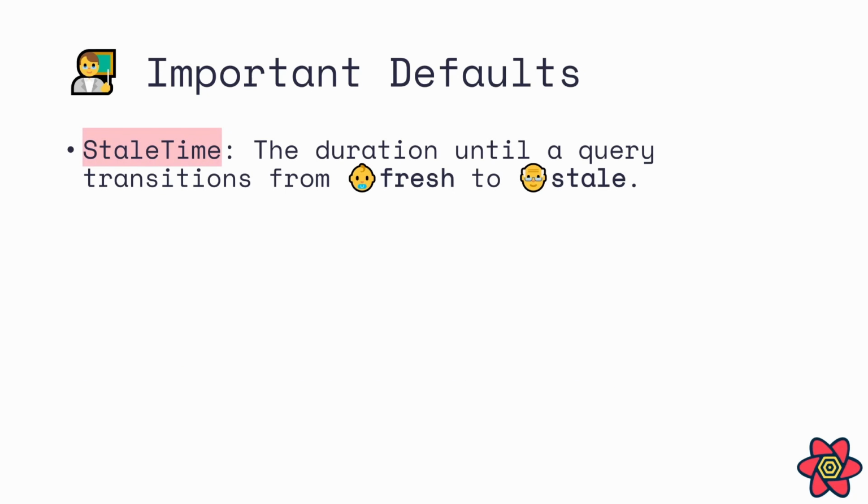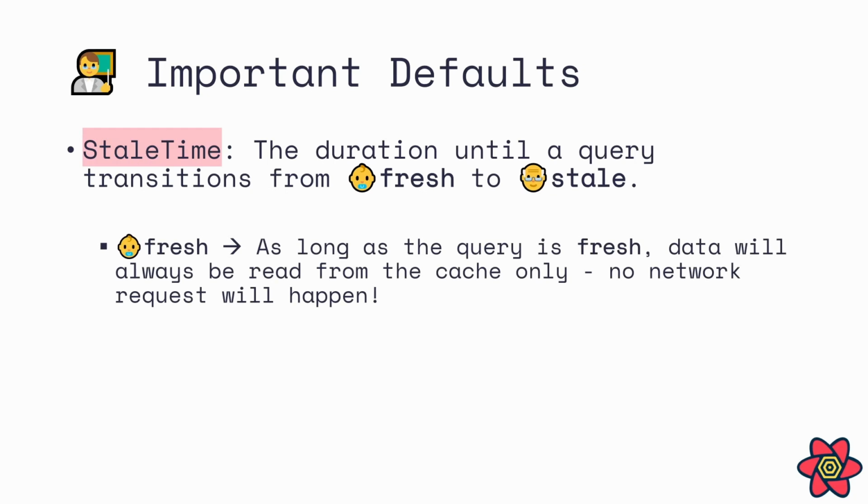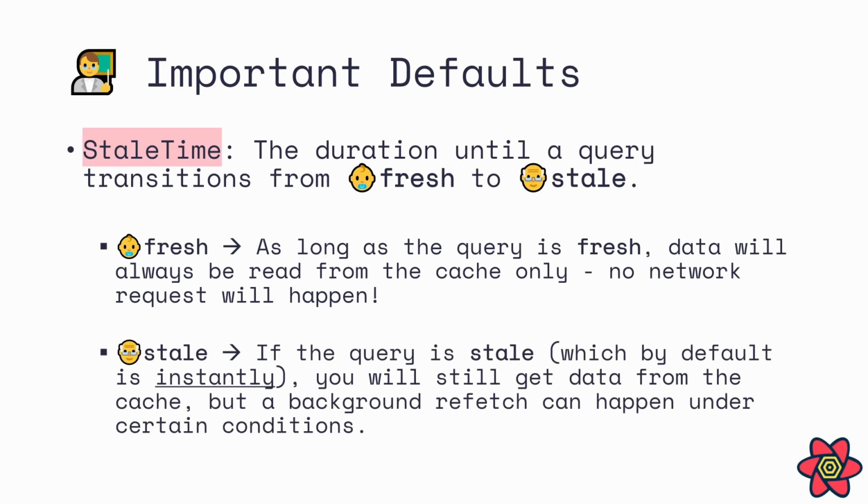So now let's talk about staleTime. StaleTime refers to the duration until a query transitions from fresh to stale. Fresh data will always be read from the cache only, no network request will happen. On the other hand, for stale data, if the query becomes stale, by default that's instantly, you will still get data from the cache, but a background refetch can happen under certain conditions to make that data up to date.